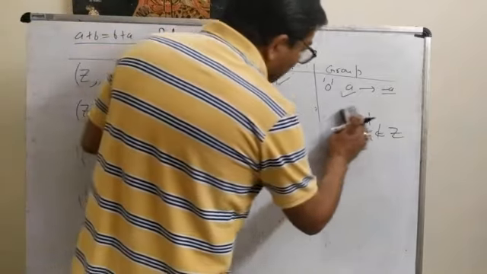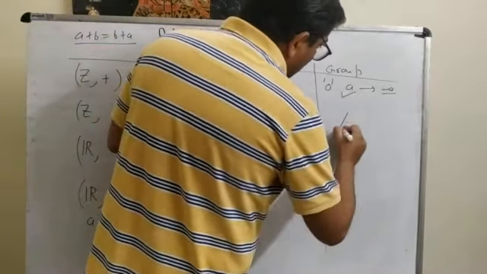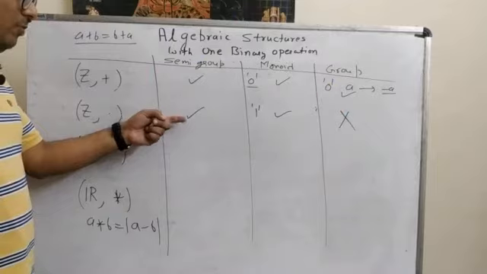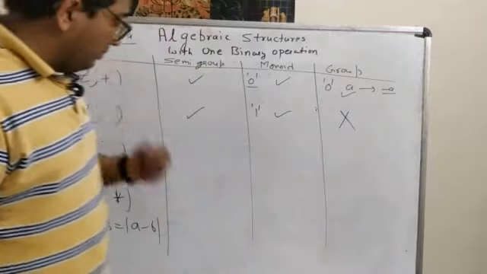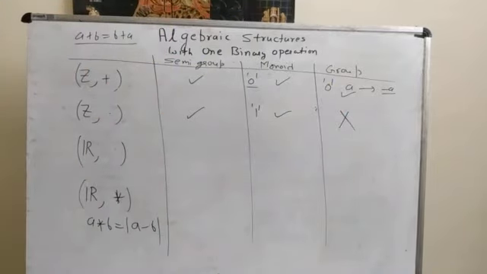So it means it is not a group. It is a semi-group, it is a monoid, but it is not a group. Now let us talk about R dot.